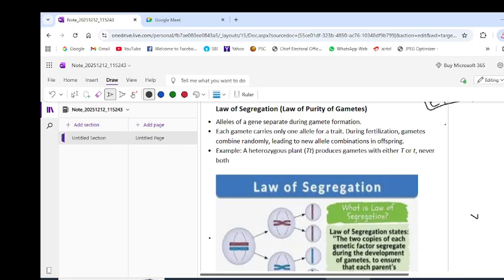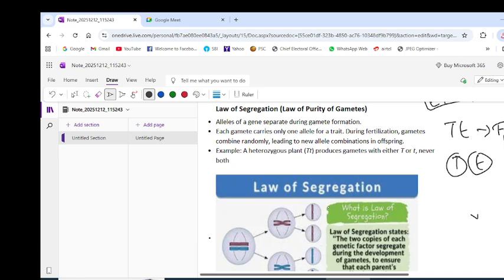Each gamete, that means this is for tall plant, in the F1 generation, and here two gametes will form. So each gamete carries only one allele for a trait. During fertilization, the gametes combine randomly, leading to new allele combinations in offspring.